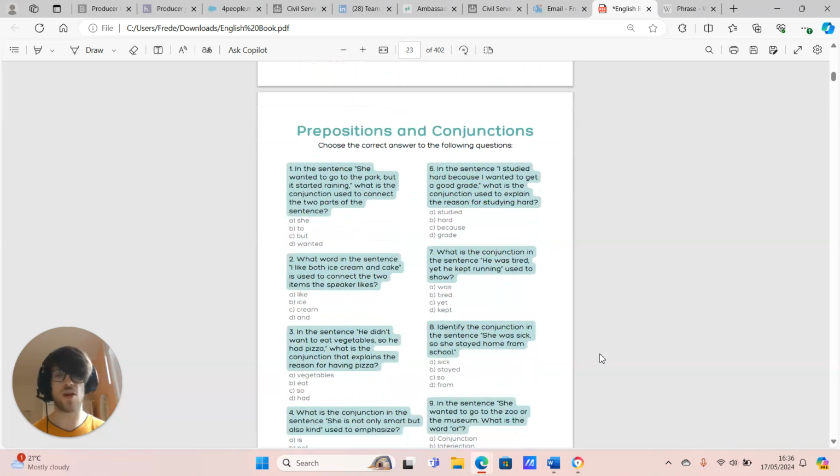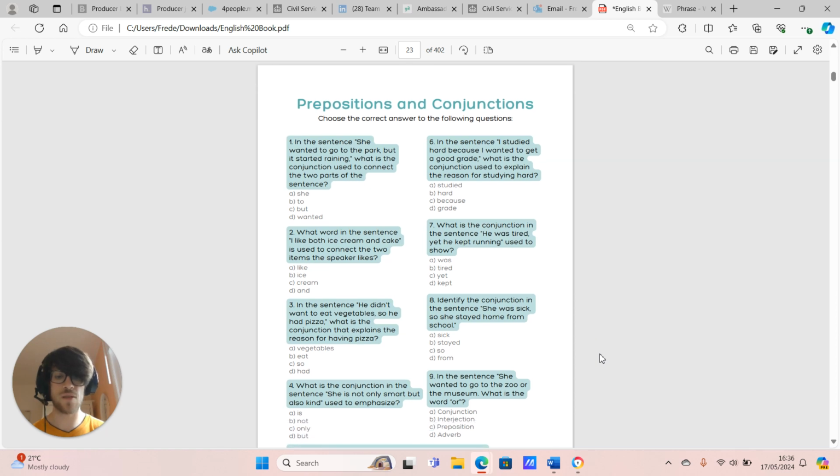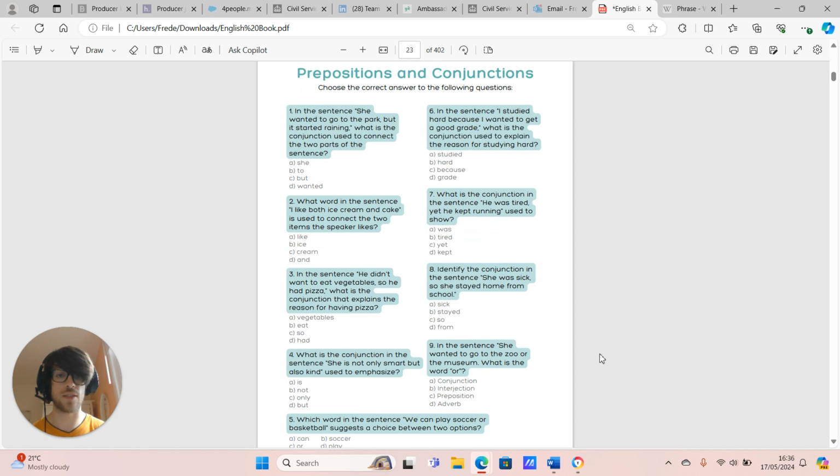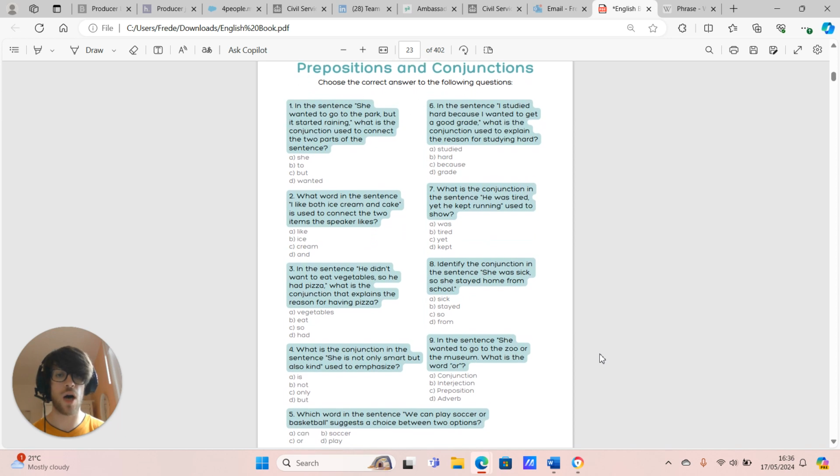So these questions here, they're just asking you to identify where the conjunction is in the sentence, and it's asking you to identify also what kind of word a certain word is in a sentence. For example, you get that in number 9 as well.